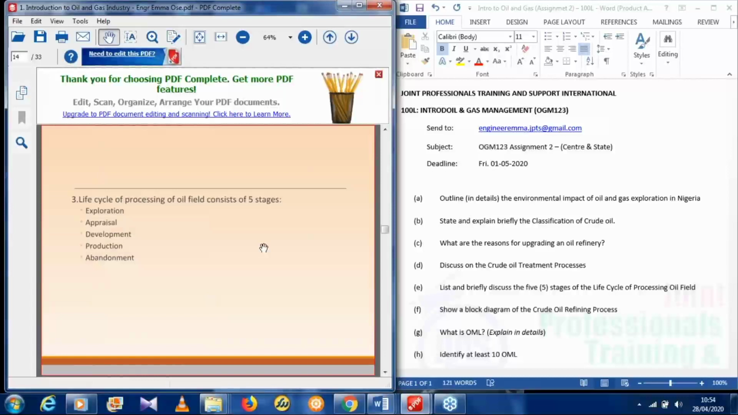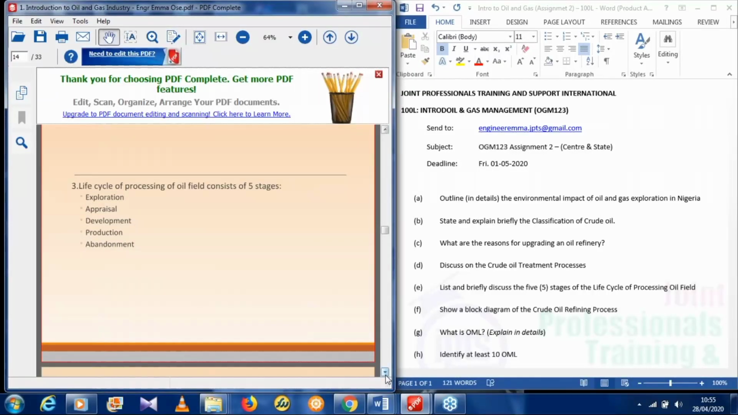Now the life cycle of processing of an oil field consists of 5 stages. Everything I've talked about will fall under these 5 stages. Number one is exploration, then we have appraisal, development, production, and abandonment. Abandonment is the last.